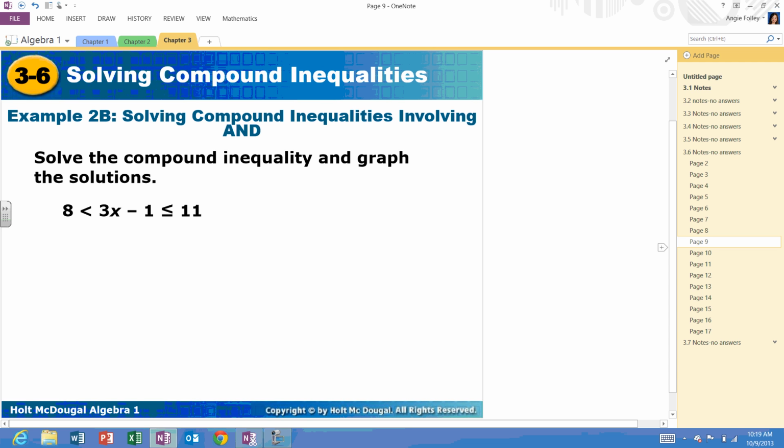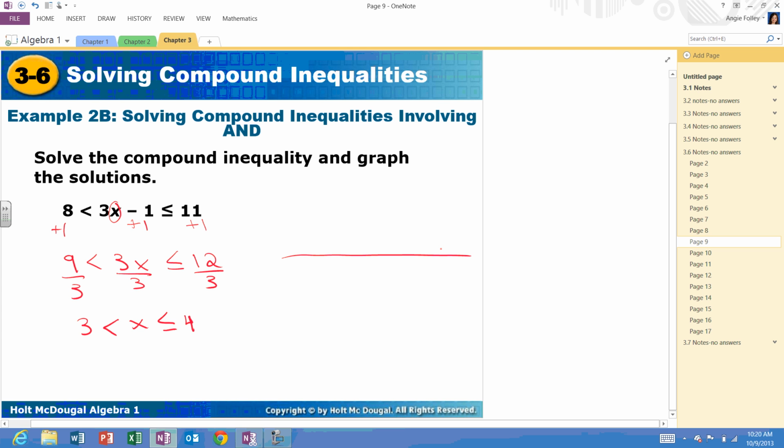All right, so here's another one. Again, we've got to find x, and we want to isolate it. First we need to get rid of the 1 by doing the inverse operation, which is adding, and we're going to do it to all the parts. So 9 is less than 3x, which is less than or equal to 12. Now, the inverse operation of 3 times x is to divide by 3, and we have to do that to all the parts. So 3 is less than x, which is less than or equal to 4.